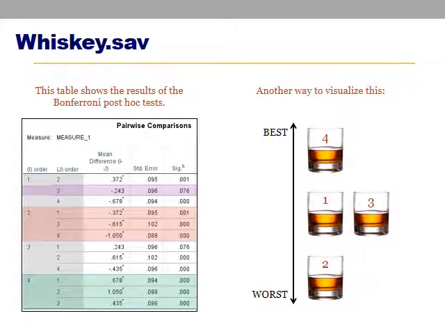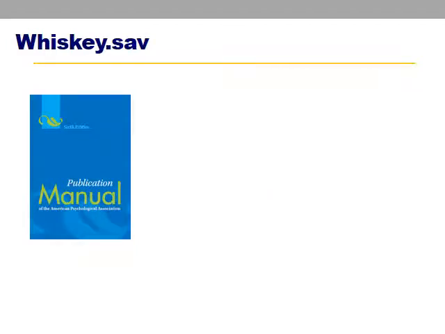That leaves us in the middle with whiskeys 1 and 3, which had lower ratings than whiskey 4, higher ratings than whiskey 2, and equal ratings to each other. Using a chart like this before we go about writing our results should enable us to explain the results more clearly. Speaking of the results, here's how we'd write them up for a study like this.